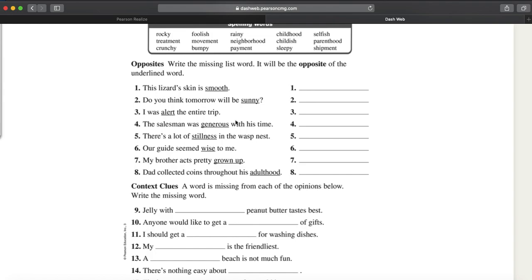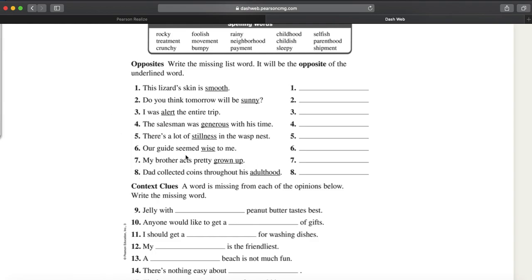Number 5. There's a lot of stillness in the wasp nest. So stillness means to become still, to not move. So what's the opposite of being still? Movement. Yes, because still means that you are staying in a place without any moving. So the opposite of stillness is movement.